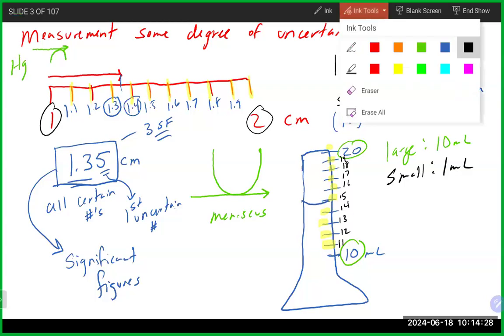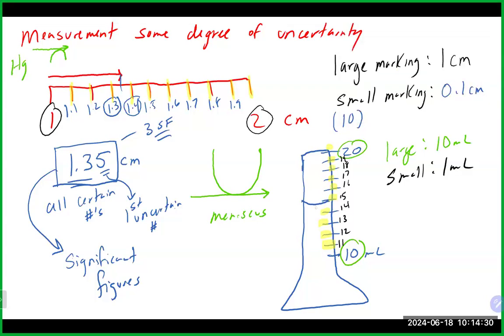Now, when I look at the bottom of my meniscus, which is drawn right there, we could clearly see here that everybody should agree it is at least 14.